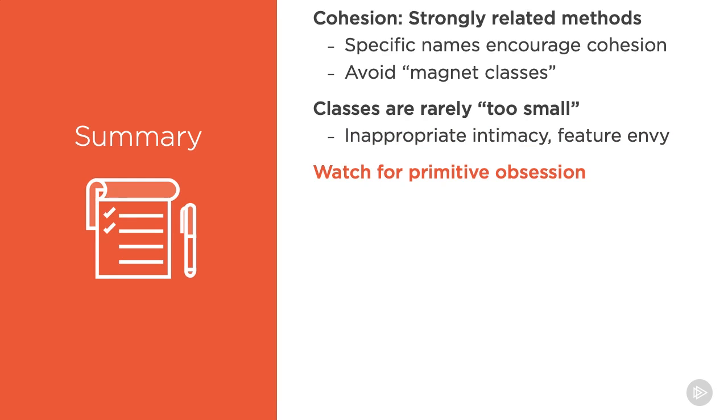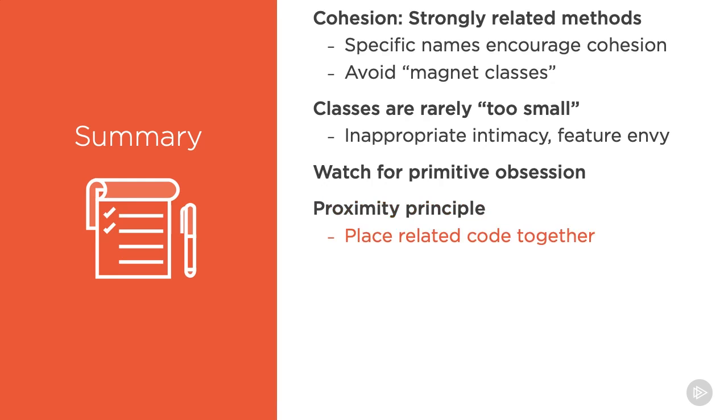Watch for primitive obsession, which is passing a variety of related values around instead of encapsulating them in a class. Remember the proximity principle. Try to keep related code close together. When related code is composed together, jumping between files is minimized. Try to organize the code so that it can be read in a top-down manner.